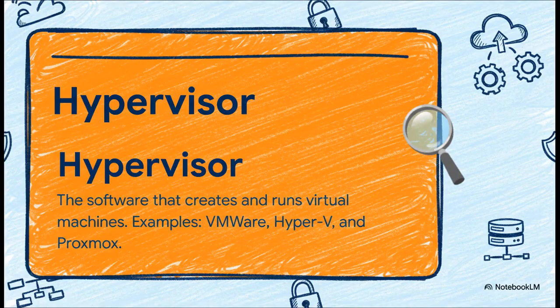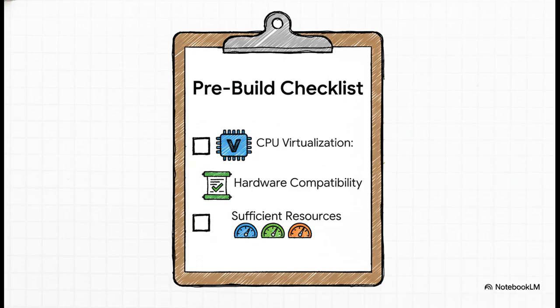So the very first thing we need is something called a hypervisor. You can think of it as the construction manager for our virtual world. It's the software that carves out a little piece of your computer's resources and lets us build our server right on top of it. Now listen, do not skip this checklist. I'm serious. These 3 simple checks can prevent probably 90% of the most common setup failures. Before you even download a single file, make sure CPU virtualization is enabled in your BIOS and that your hardware is compatible with your chosen OS. Trust me, it's going to save you a world of headaches.